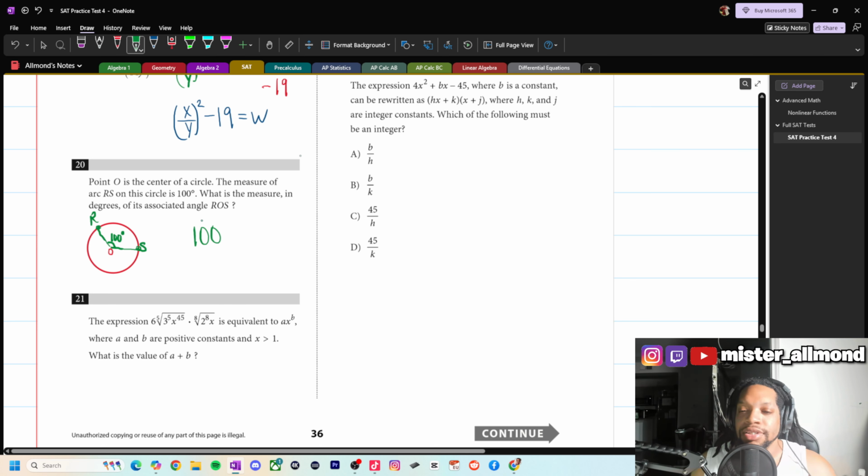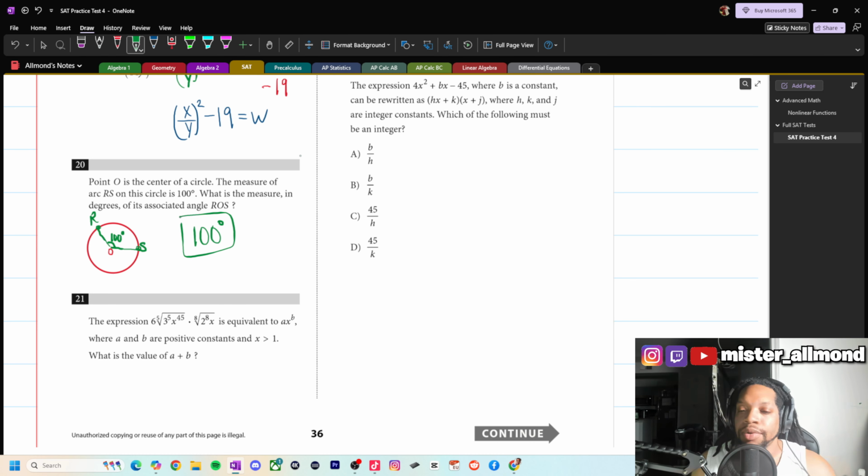Not really though, because that one is definitely like an if-you-know-you-know type of question. Just knowing that the arc of a circle is the same as the central angle.